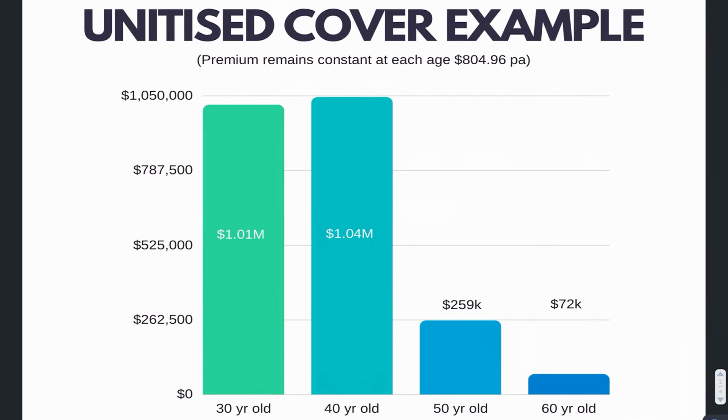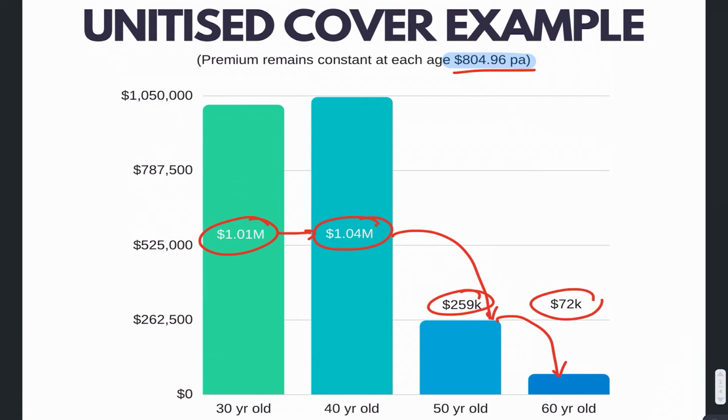In this scenario, you'll notice that the premium remains the same at about $900 a year in each of these different scenarios. At age 30, that premium will get you about $1 million worth of cover. At age 40, you're looking at about that same $1 million worth of cover. But from 40 to 50, you're going to see a significant drop off in how much insurance that same premium will get you. At age 50, you'll be insured for about $260,000. And at age 60, that same premium will only buy you about $70,000 worth of insurance.